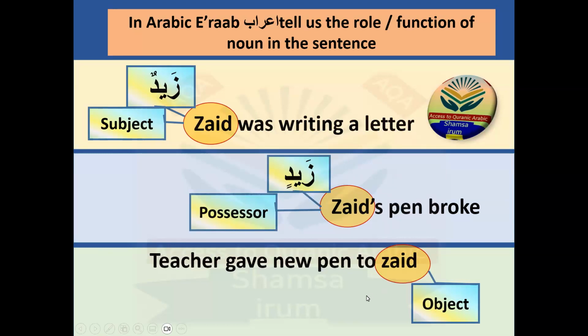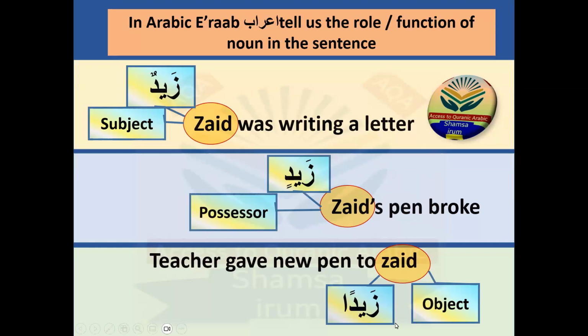Okay, and the last one: if Zaid acts here as an object, then it will be mansub. It will be in the nasab state. It will finish on the fatha, not the kasra, not the dama. So what's the i'rab for the object? It must be mansub, it must be nasab. When I say nasab state, you should know that nasab means fatha. When I say jar state, it means kasra. When I say rafa state, it means dama.